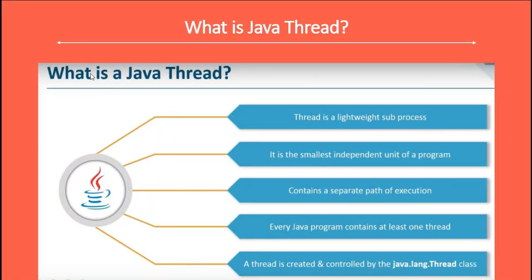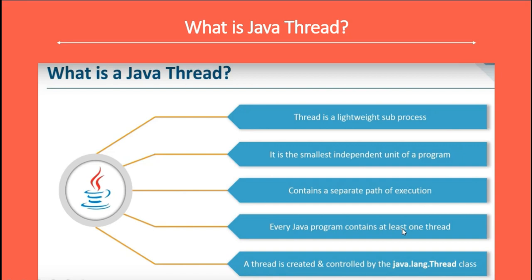Let's quickly understand what a Java thread is. A thread is a lightweight subprocess. It is the smallest independent unit of a program and contains a separate path of execution. For example, if multiple threads are running at the same time, and an exception occurs in one thread, it doesn't affect other threads, because each thread contains a separate path of execution. They are independent of each other.